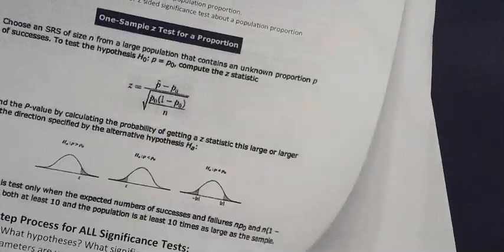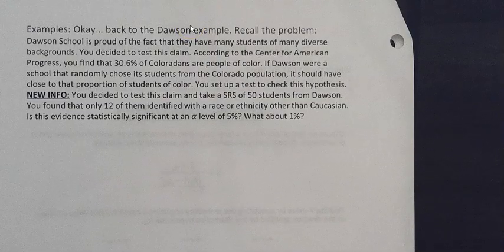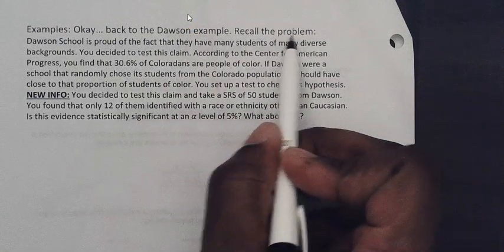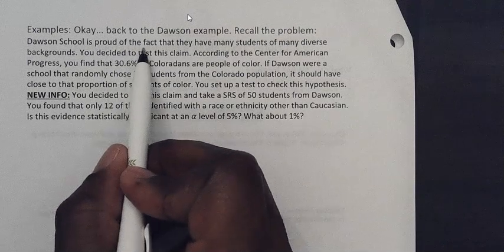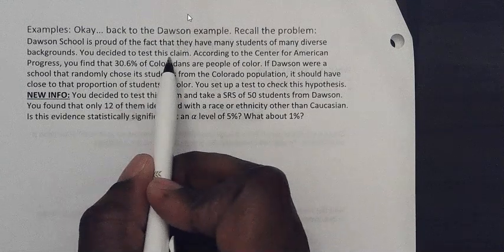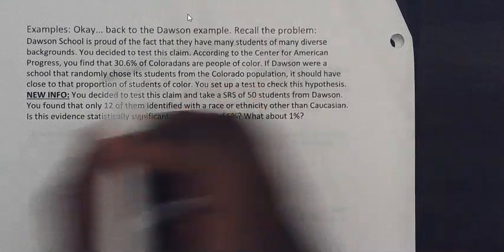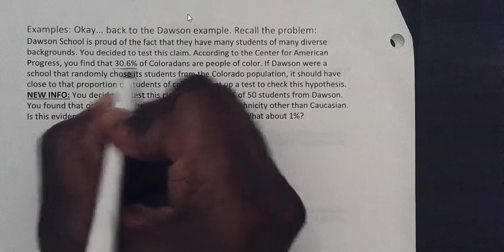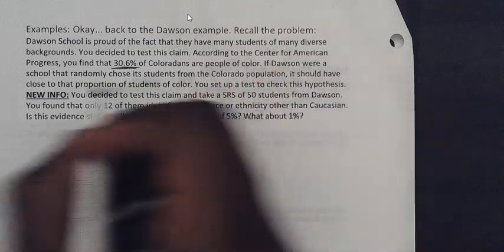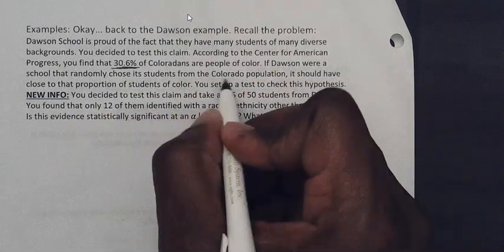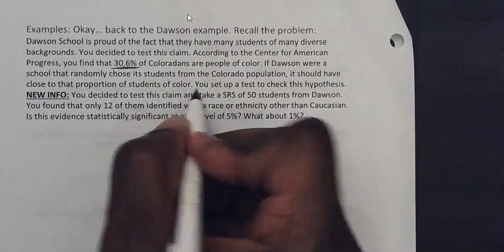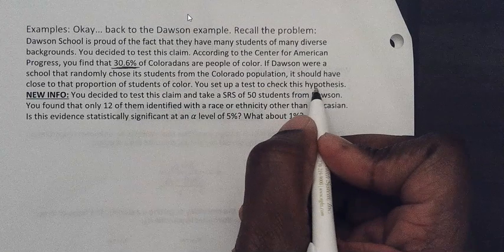So here we are. All right, this is for example at a school called Dawson High School. It says back to the Dawson example. Recall the problem. Dawson schools are proud of the fact that they have many students of many diverse backgrounds. You decide to test this claim. According to the Center for American Progress, you find that 30.6% of Coloradans are people of color. If Dawson were a school that randomly chose students from the Colorado population, it should have close to that proportion of students of color. You set up a test to check the hypothesis.